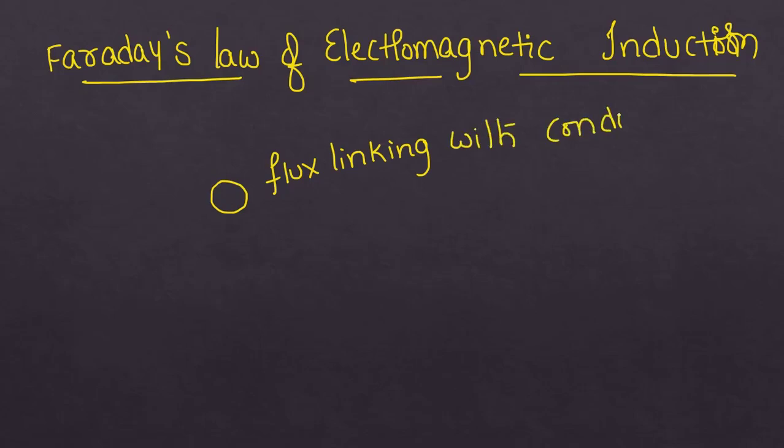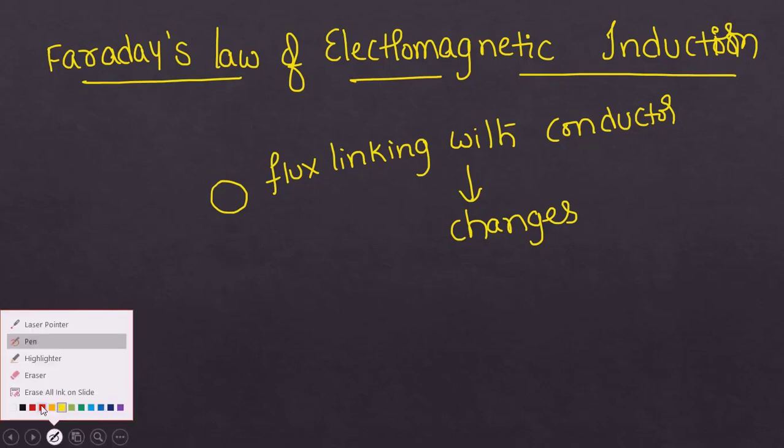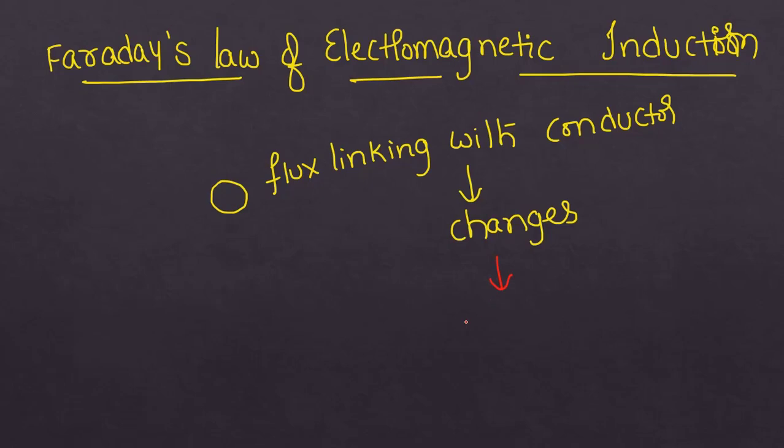Some flux linking with this conductor. If the flux linking with this conductor changes, then automatically EMF will be induced. That is what Faraday said. EMF will be induced. See, this is a magnetic thing, flux linking with the conductor.